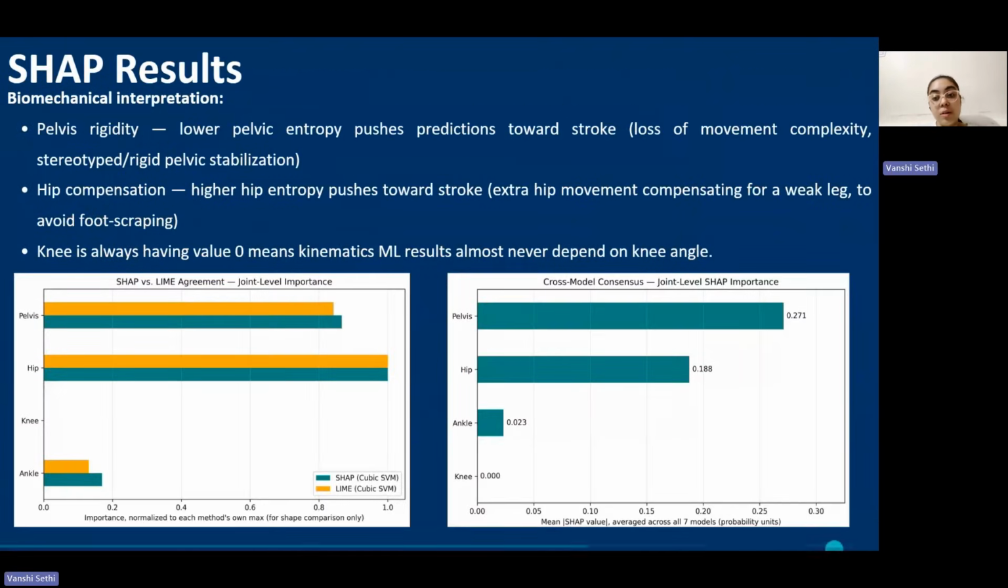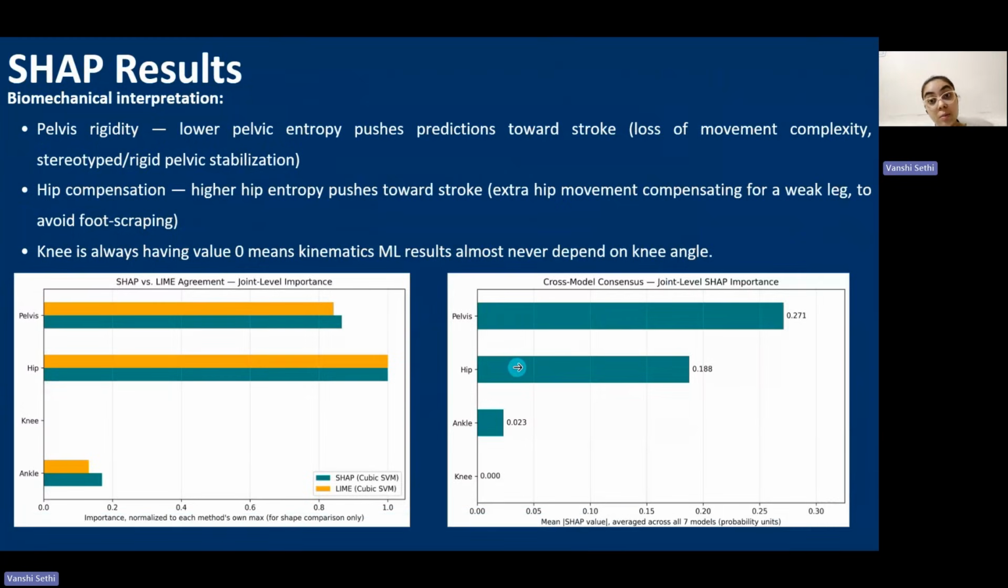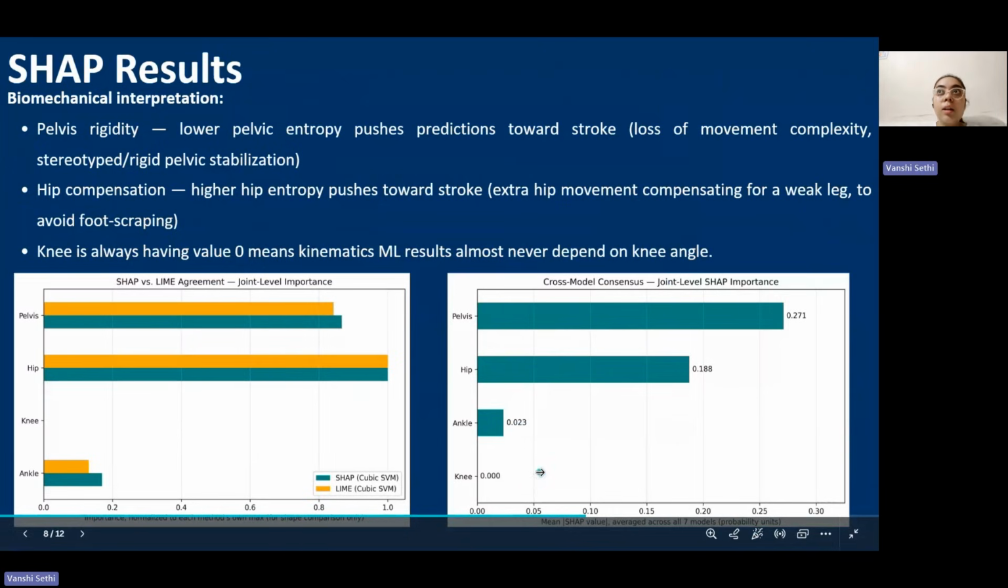So this is how my SHAP results look after summing. This is for pelvis. It played the most important role in most of all the seven. I think there was only one model in which hip was on the top. Otherwise, in every one, it is pelvis. Then we have hip, then ankle and knee. Yes, I must tell you that the knee angle almost didn't play any role in any of the machine learning part. If we do not have it, even then we can make the results. So it was mainly dependent on the pelvis and hip.